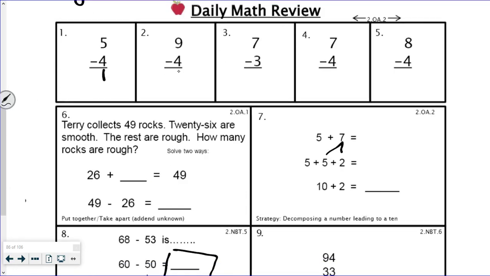So 5 minus 4 is 1, 9 minus 4 is 5, 7 minus 3 is 4, 7 minus 4 is 3. 8 minus 4 is 4.